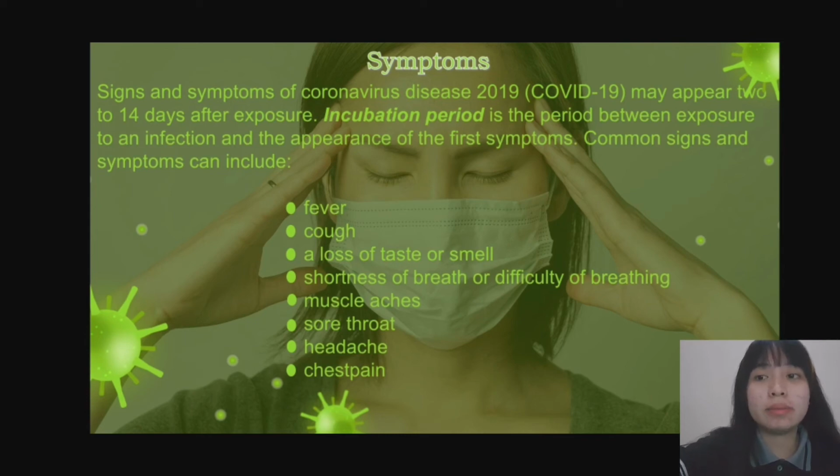Common signs and symptoms can include fever, cough, a loss of taste or smell, shortness of breath or difficulty of breathing, muscle ache, sore throat, headache, and chest pain.